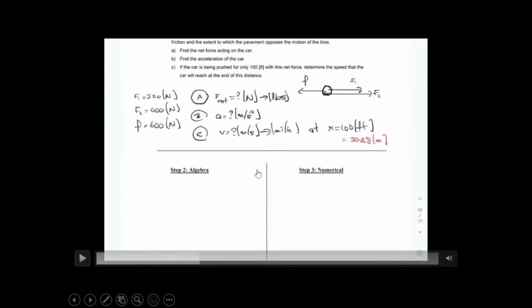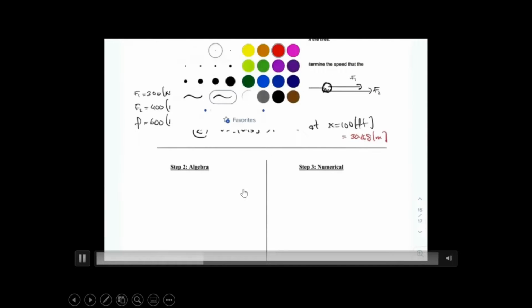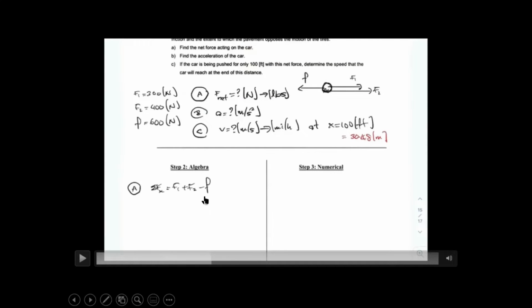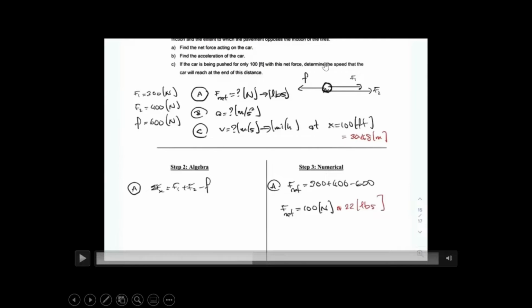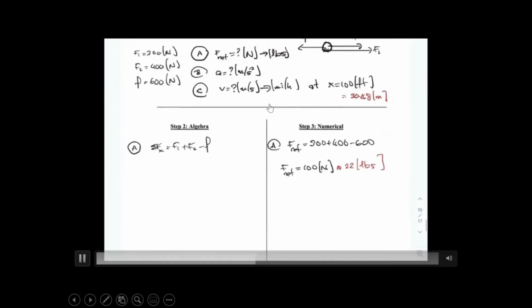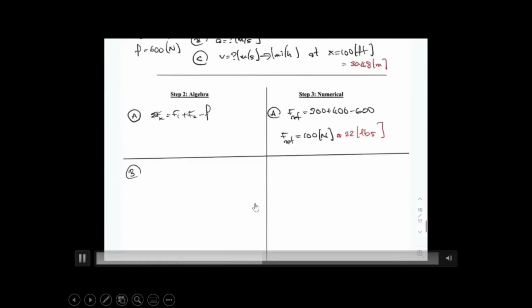Okay, we're good. Net force is the summation of all forces along the x direction. So F1 is positive, F2 is positive, lowercase f is negative. So it's going to be 300 plus 400 minus 600. So it's going to be a 100 Newton force converted to pounds. It's going to be 22 pounds. Okay, so it's realistic. When two people push up against the car, it moves, but it doesn't move that fast. So the net force is going to be about 22 pounds.